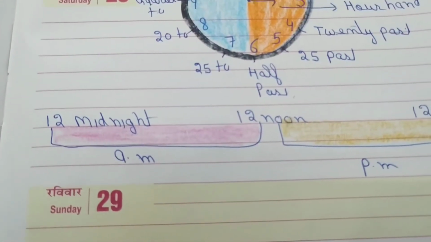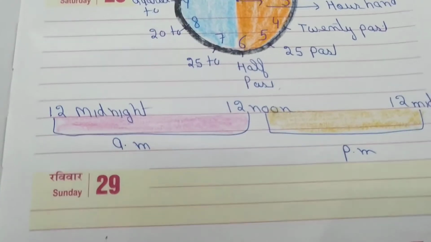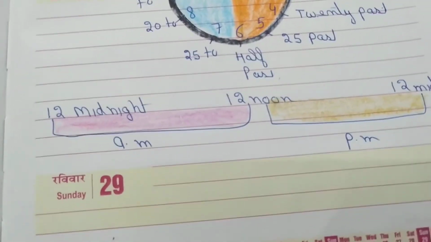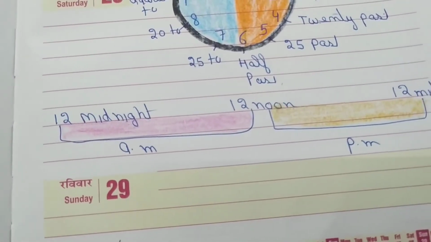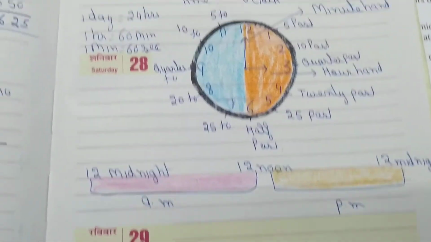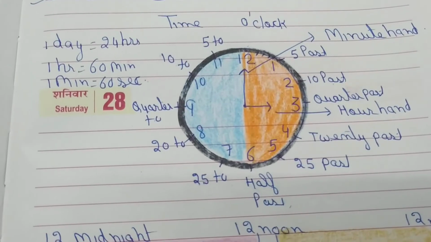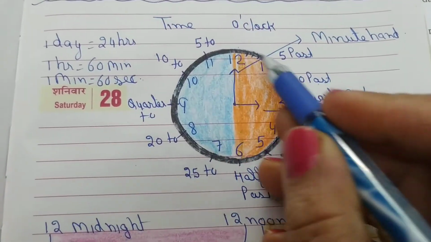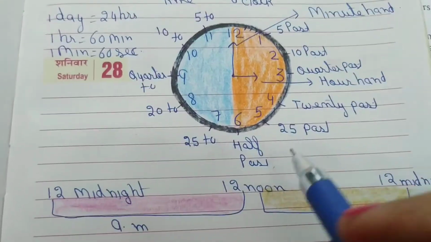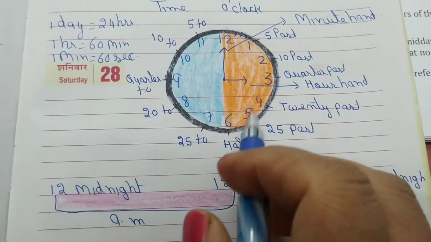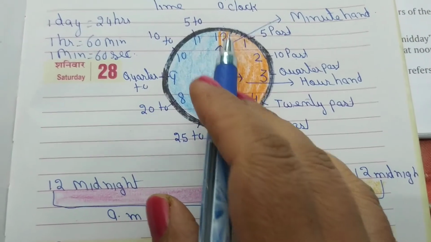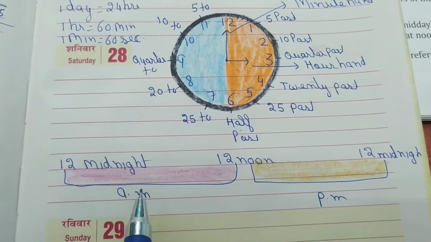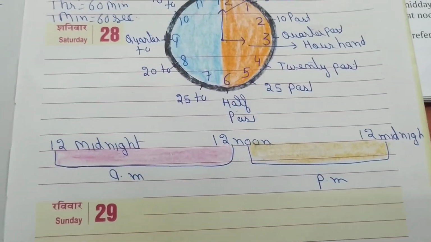Now next we will talk about AM and PM. Beta, we know that in one day there are 24 hours, but in our clock we have only 1 to 12 numbers. So our clock will take 2 rounds. When it covers 1 to 12, the first 12 hours are completed, then in another round the next 12 hours are completed. Now we will talk about AM and PM.